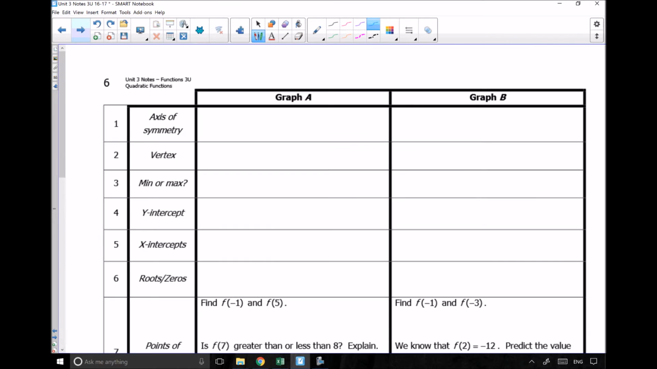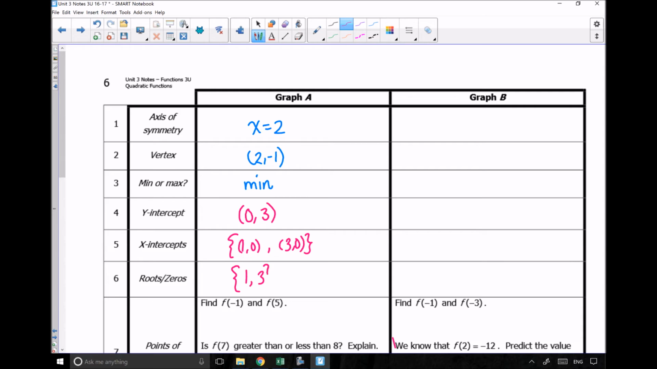So let's go ahead and fill in that information. Our axis of symmetry was x equals 2. Our vertex was at 2, -1. It was a minimum. The y-intercept was 0, 3. The x-intercepts, remember, are our coordinates. So our x-intercepts were 1, 0 and 3, 0. And we put them in these brackets to indicate a set of answers because we have 2 different answers. And then our roots are just going to be 1 and 3. But again, we put it in brackets like this to show that it's a set of answers.